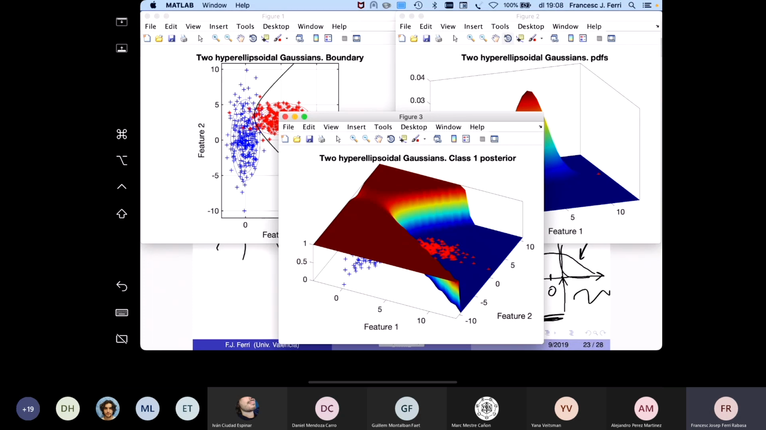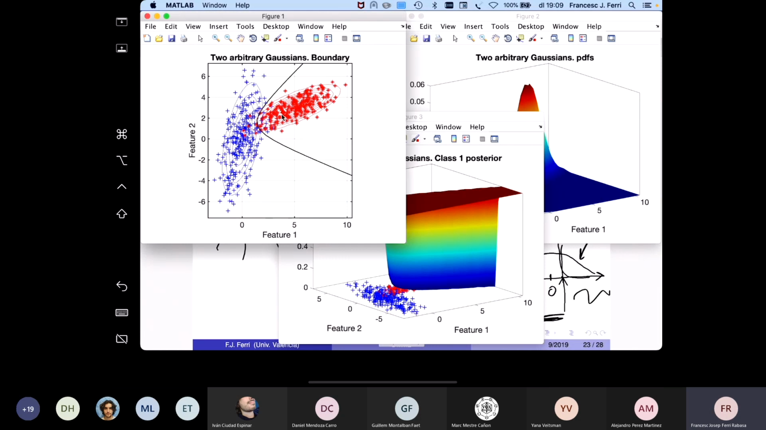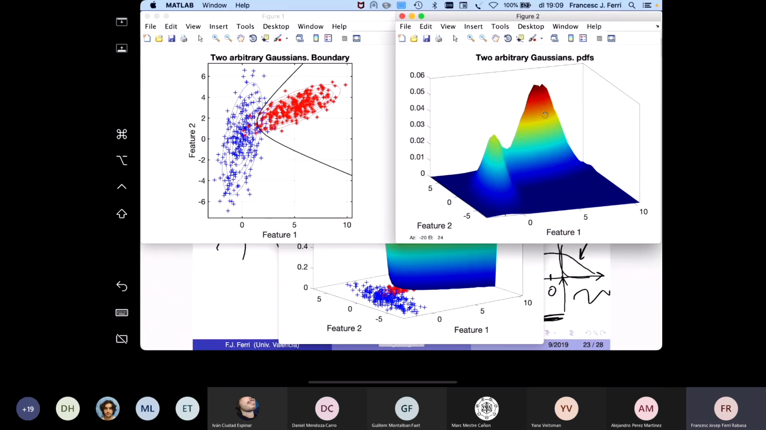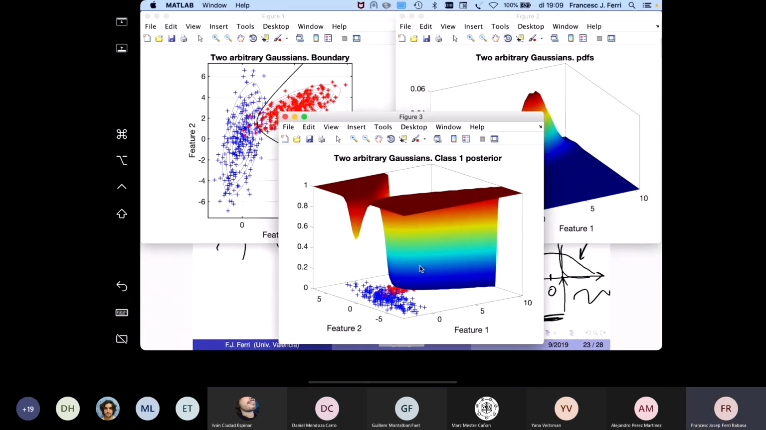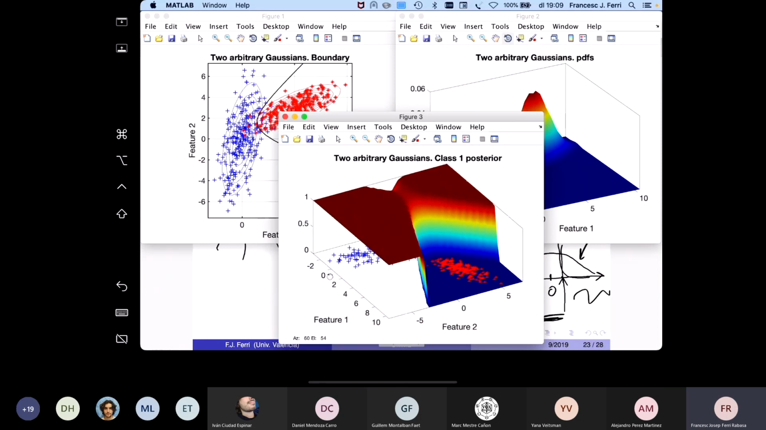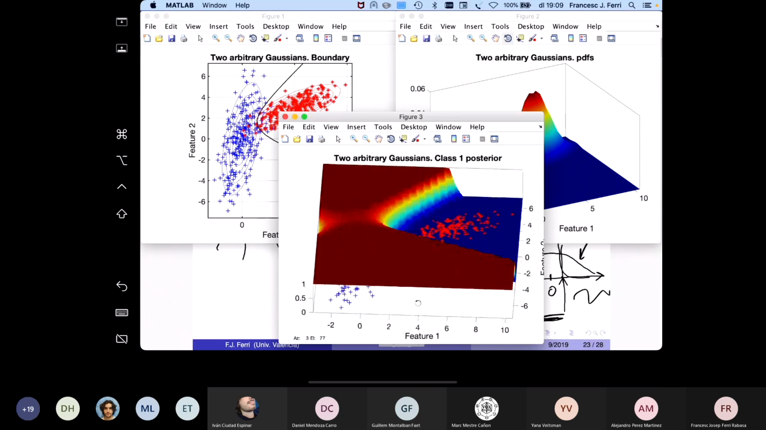That's because of the shape of the discriminant functions. This is a case with two arbitrary Gaussians, and these are the corresponding decision functions. We can have a look at the conditionals and the posteriors. Now this region is slightly more apparent here. Okay?